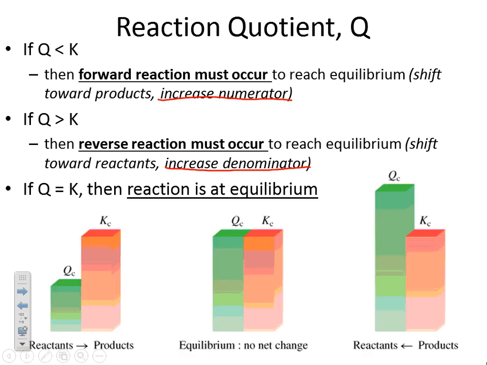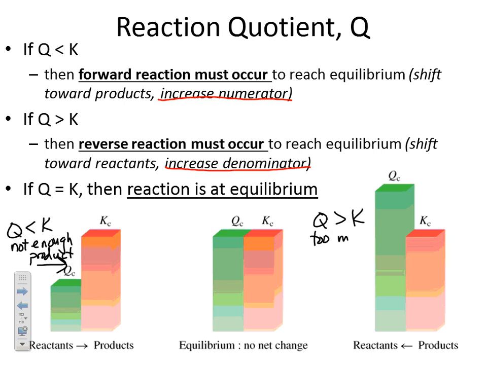So this diagram is simply showing that. If Q is less than K, right here, Q is under K, we have too little product, not enough product. So we have to go to the right, we have to generate more product. And over here, if Q is greater than K, we have too much product. And we have to go in the opposite direction, the reverse direction, to get to equilibrium.